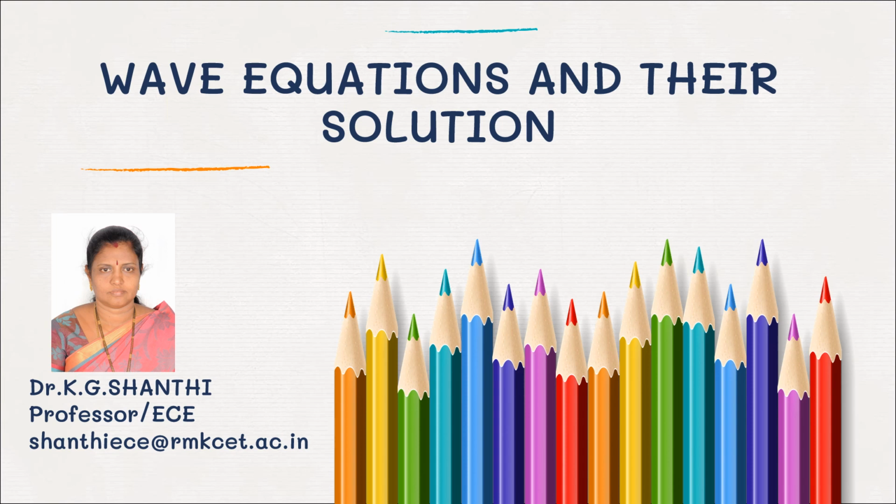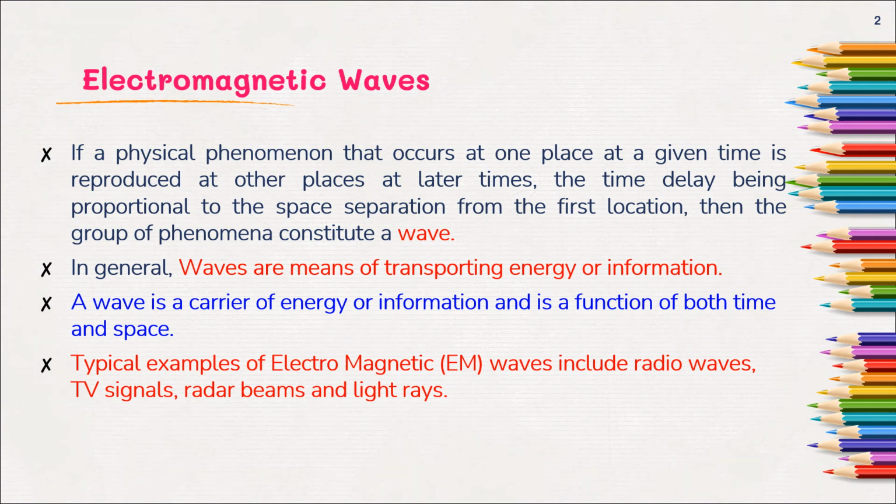In this particular video, we are going to study about wave equations and their solution. Now, what are electromagnetic waves? If a physical phenomenon that occurs at one place at a given time is reproduced at other places at later times, then this time delay is proportional to the space separation from the first location. Then this group of phenomena constitute a wave.